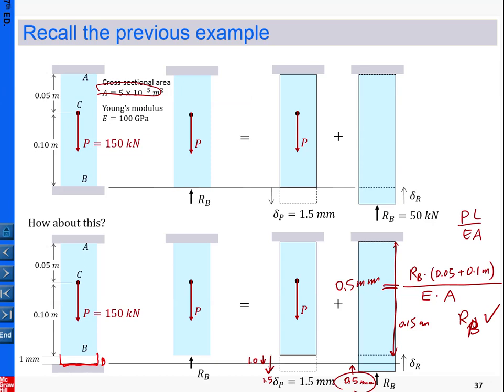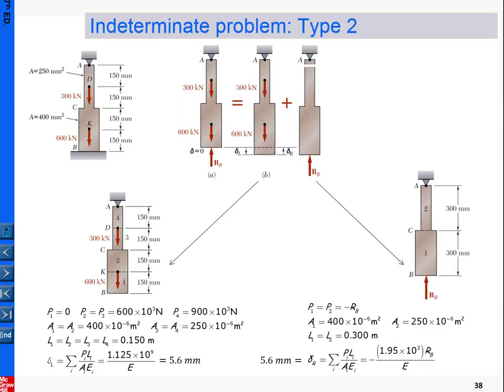Let's take a look at a more practical example. We'll look at the same problem we exercised previously. For this one, the delta L under this setting should be 5.6 millimeters. That's the one we calculated earlier.